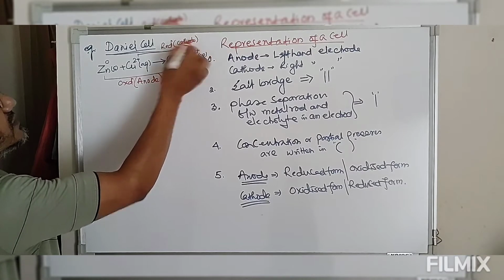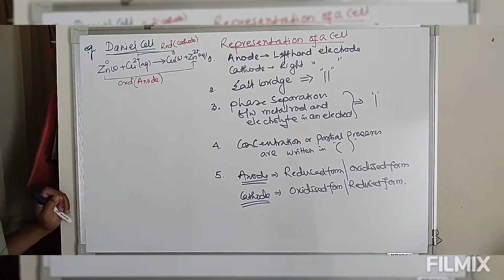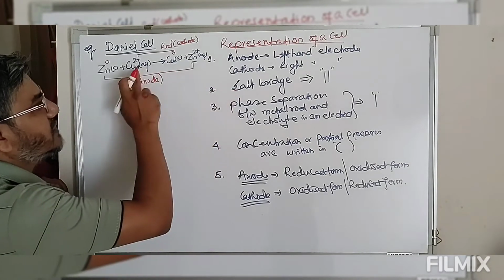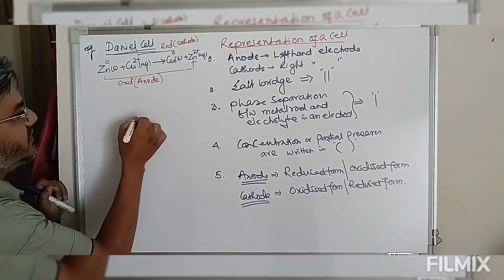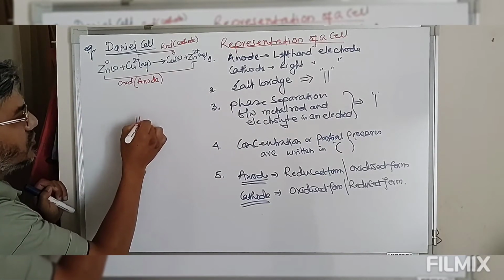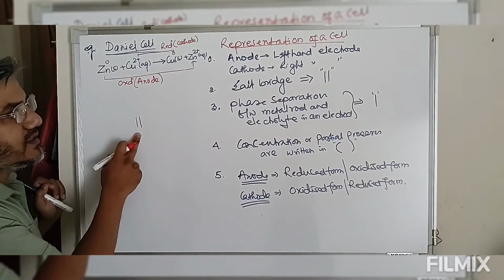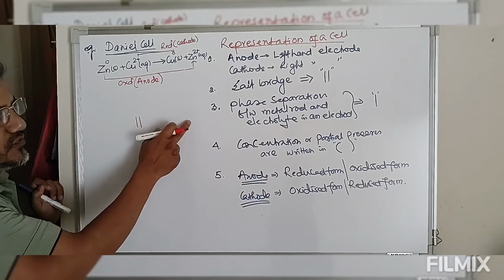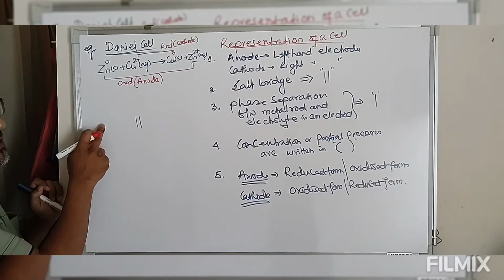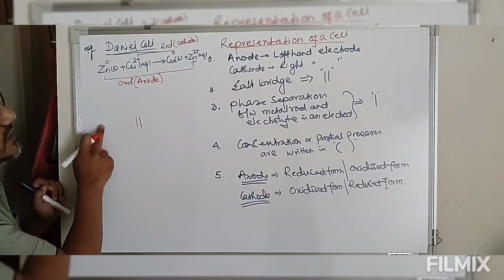So we know what is anode and what is cathode. Now following this convention, in between this cathode and anode there is a salt bridge. So we represent this by salt bridge. On the right hand side of the salt bridge we have to write cathode, and on the left side the anode.